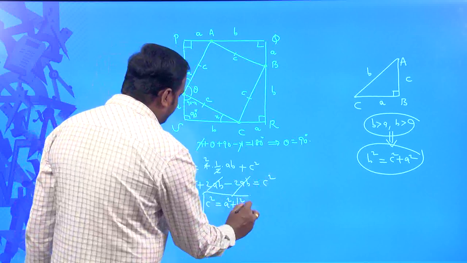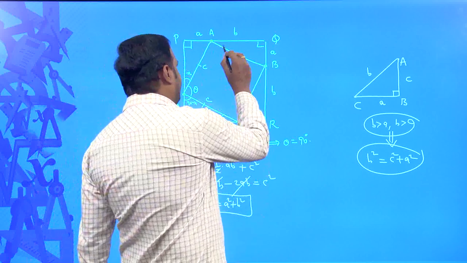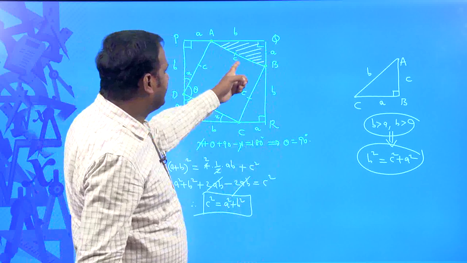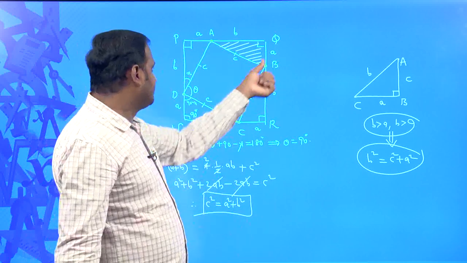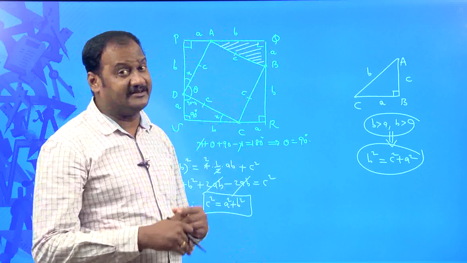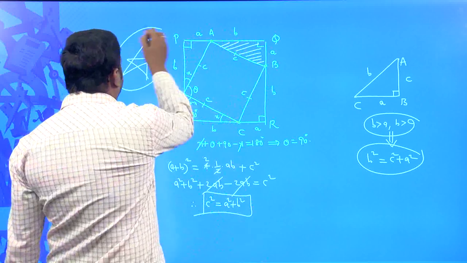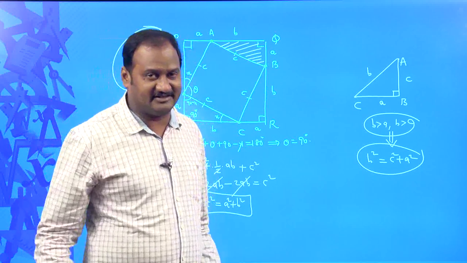What is this c squared? What is this a squared and b squared? See, you take any one of the right angle triangles. In this right angle triangle, c is the hypotenuse, and a and b are the two perpendicular sides. So c squared is equal to a squared plus b squared. This is what is called the Pythagoras theorem. This is one of the interesting proofs of this Pythagoras theorem. Hope you understand and you enjoyed it. Thank you.